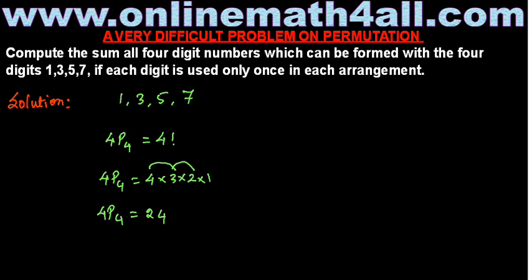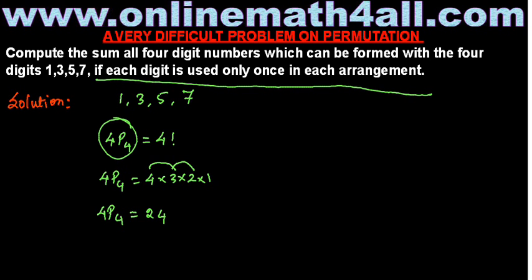And our next concern is that each digit has to be used only once in each arrangement. We don't have to worry about the condition given in the question, because when we use the concept of permutation, each digit will appear only once in each 4-digit number. That is the property of permutation. In most problems on permutation, a condition like this is given just to confuse the students who are watching this problem.